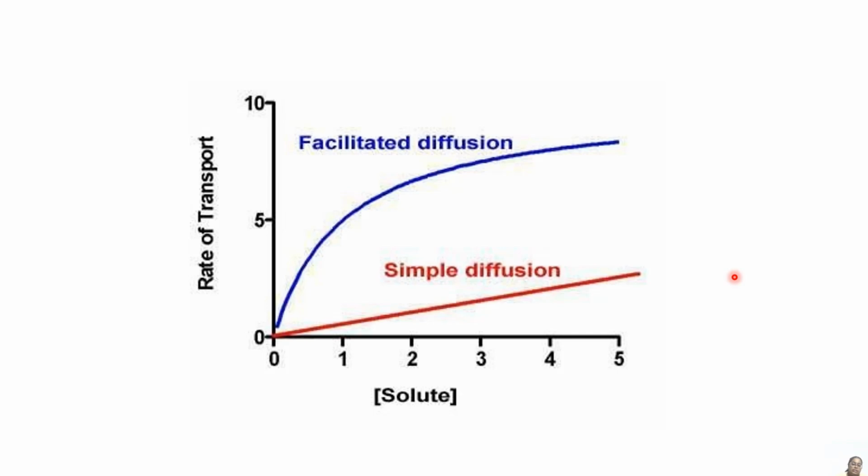So if you see, in the case of simple diffusion, it's basically a straight line. With increasing solute concentration, the rate of transport will increase. In the case of facilitated diffusion, it is following a Michaelis-Menten type of curve, isn't it? So with an increase in solute, the rate of transport will jump high at the beginning, but after a point, it will reach a saturation or plateau point. Even after that, if you keep on increasing the concentration of solute, it will not increase the rate of facilitated transport as much.